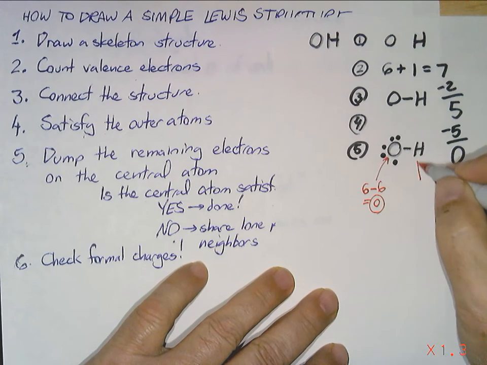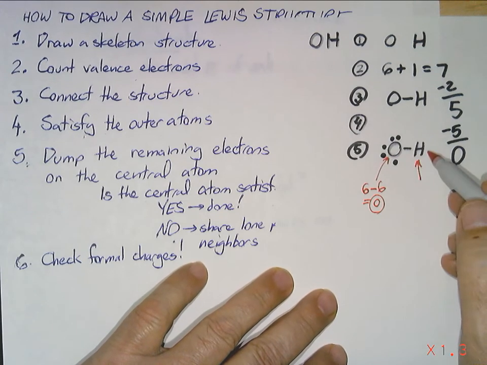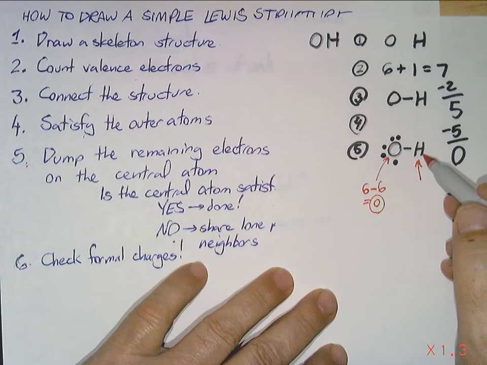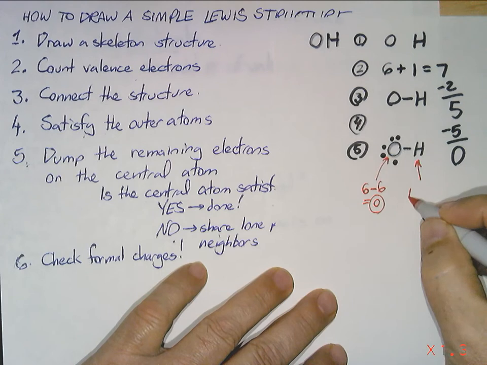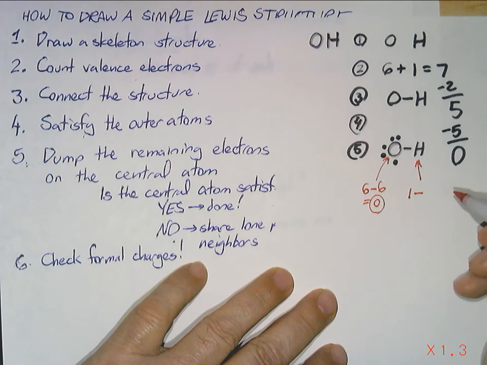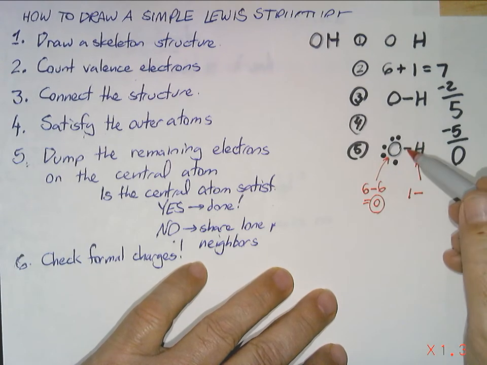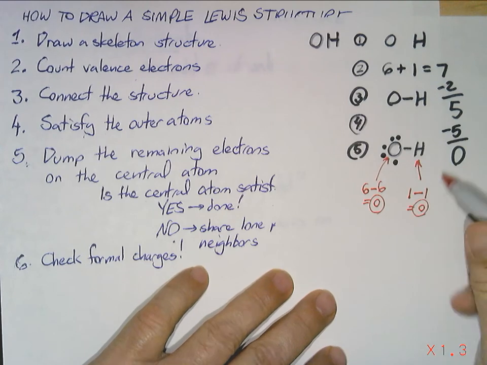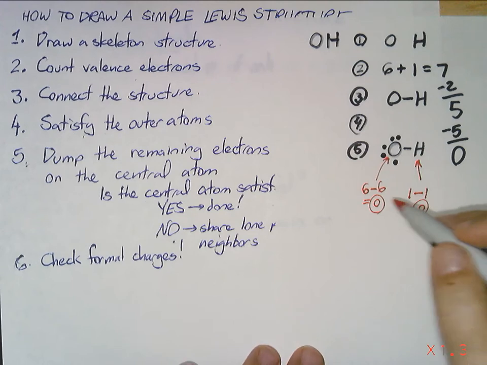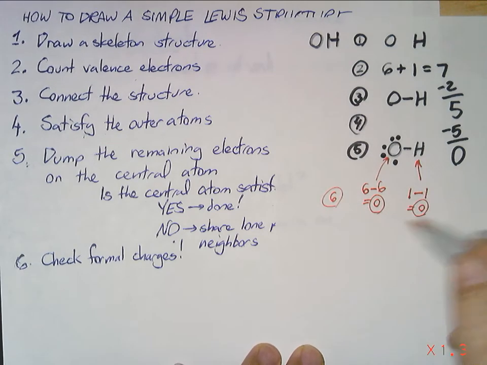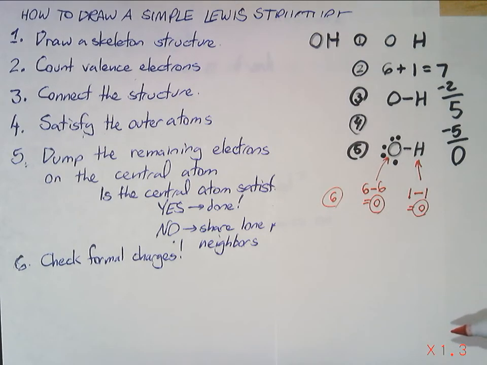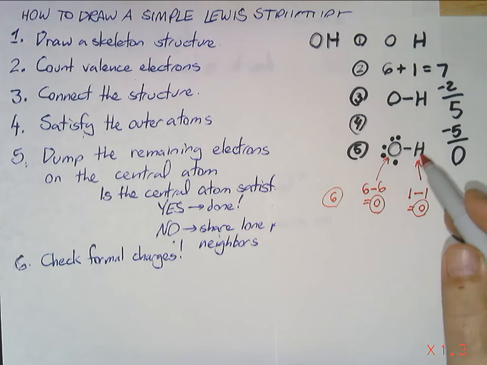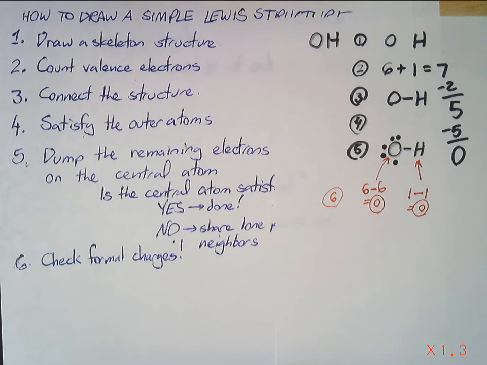How about the hydrogen? How many valence electrons does a hydrogen atom have on the periodic table? 1. Minus the number of sticks and dots that are around it. Well, there's 1 stick. That's all we've got. So it's 0. So look, step 6 told me the formal charges are pretty low. I mean, 0 is as good as you can get. So this is the structure of the free radical.